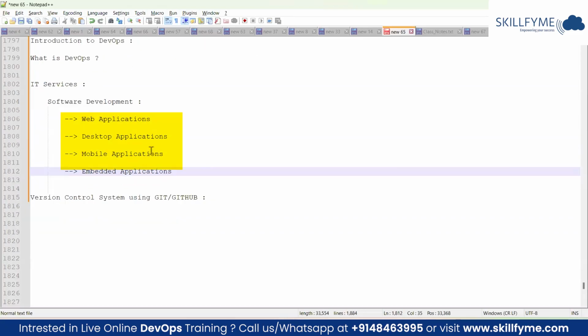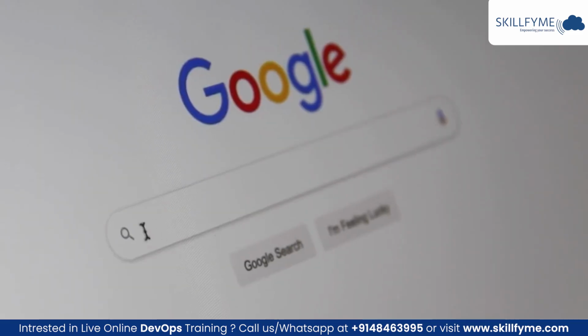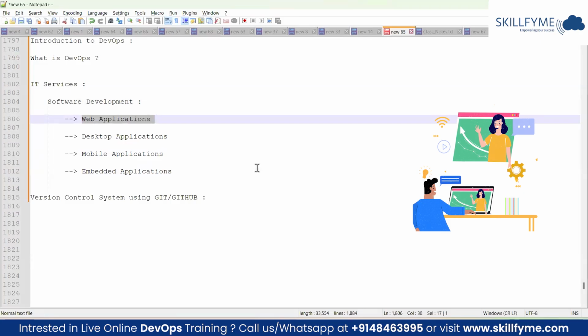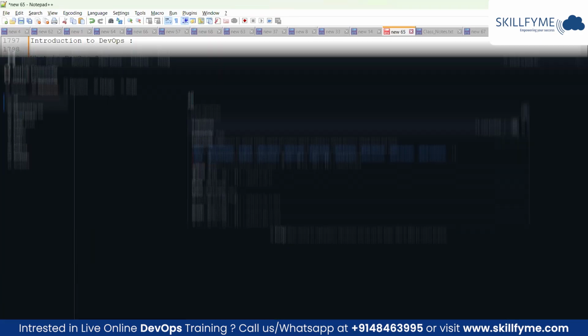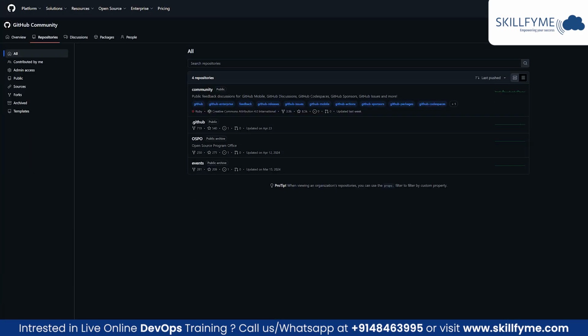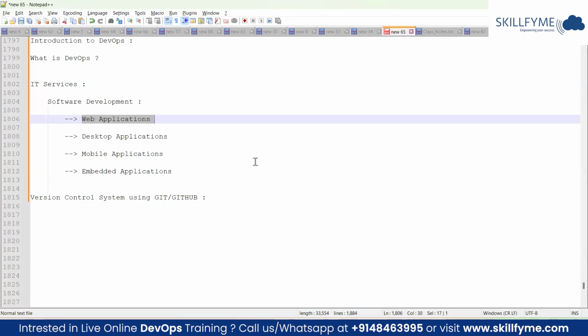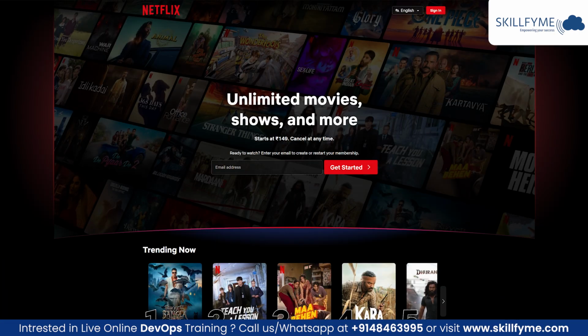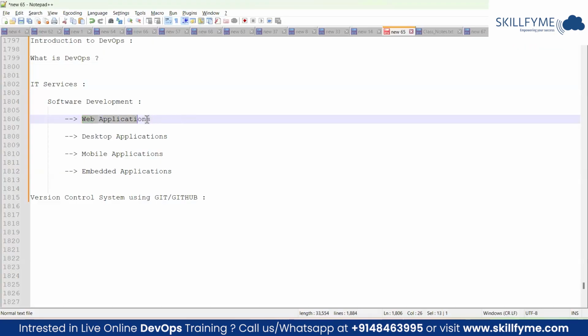So what are all these things actually? Any application that you access through your web browser, like if you're using your LMS portal, this is one web application. If you're using your GitHub repository, this is a web application. Similarly, if you're using your online e-commerce portal like Amazon, or if you're using any video streaming portals like Netflix, all these things come under the web applications.